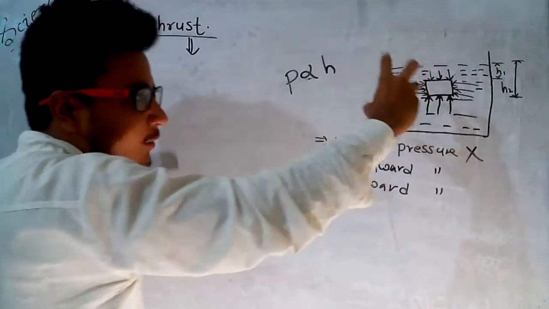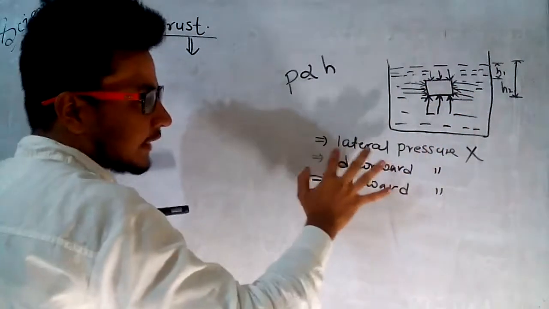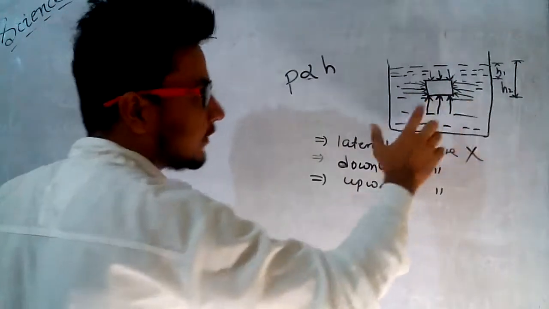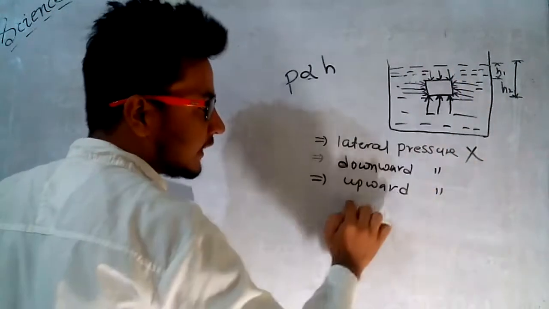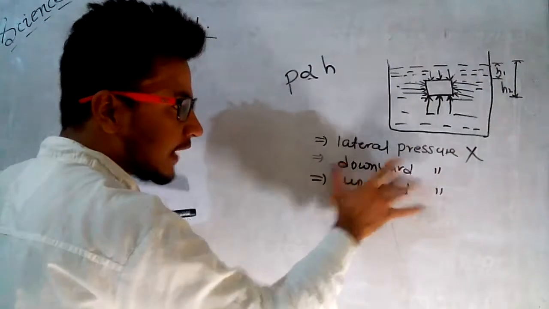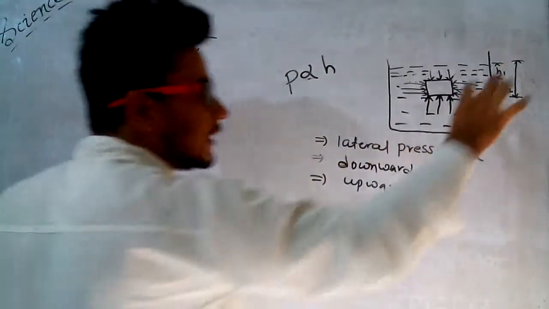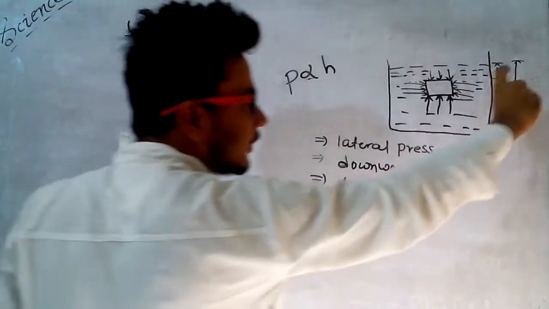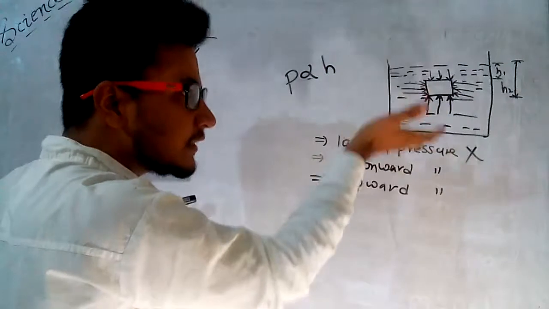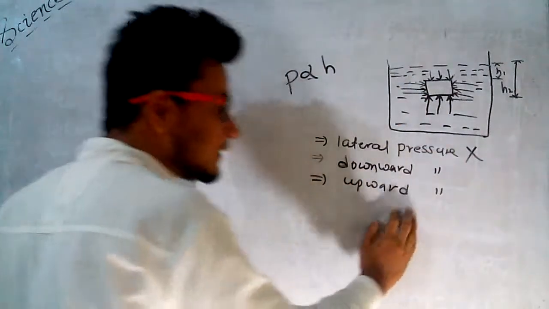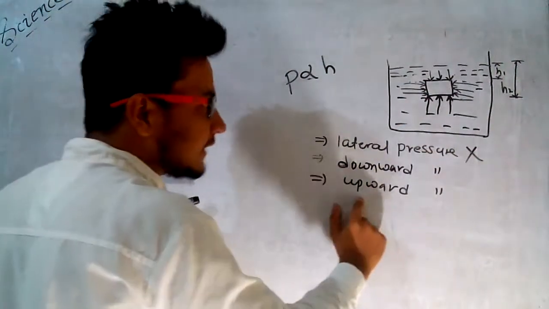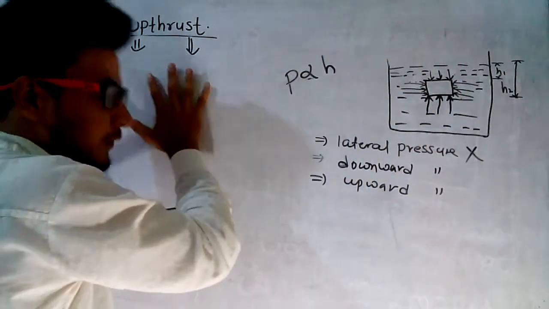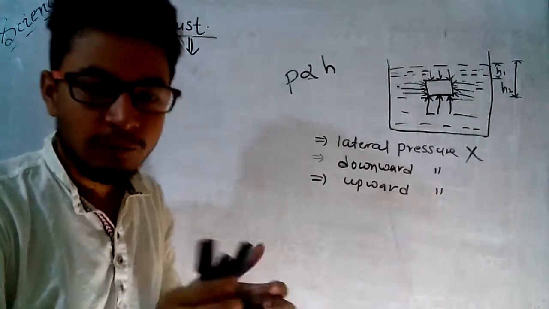Let's summarize. Three types of pressure act here. The lateral pressures are opposite in direction and cancel out. Downward pressure is less in magnitude because it has less height, less depth, and upward pressure has more height, so it has more pressure. So the net pressure is the upward pressure. In that case the liquid exerts an upward force on the body, and that force is called upthrust. So how can we derive the formula for upthrust?